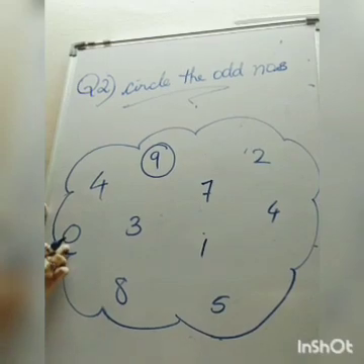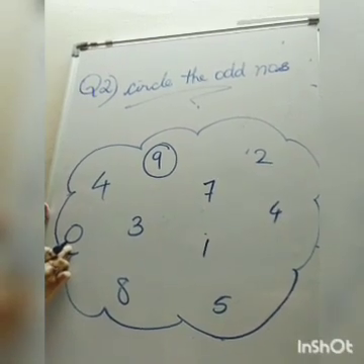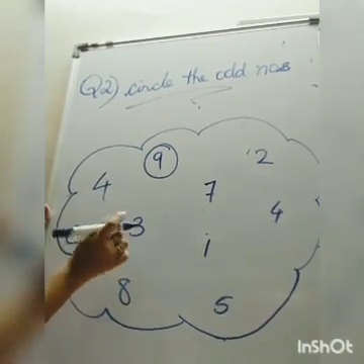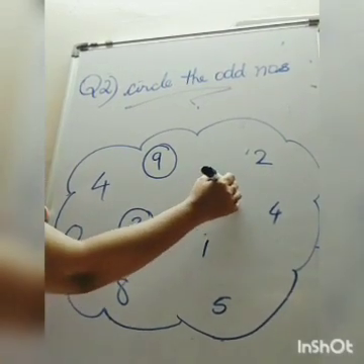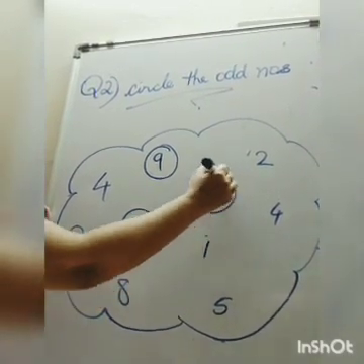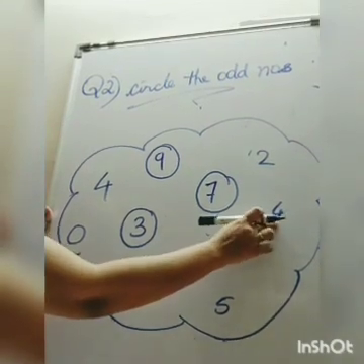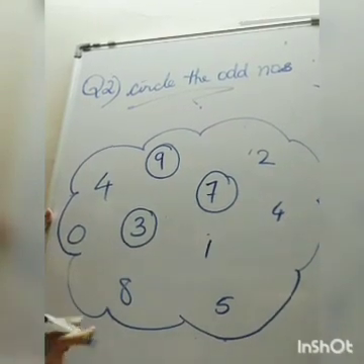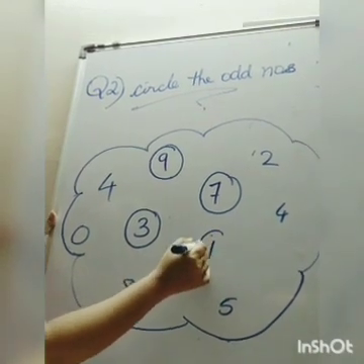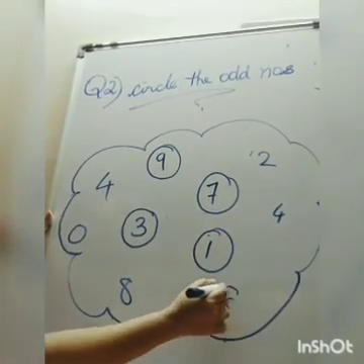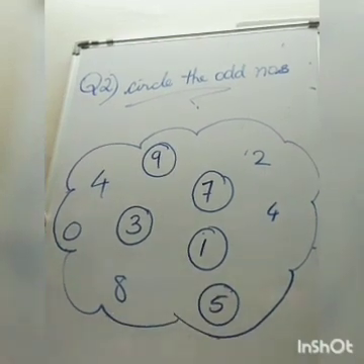Next number is 0. 0 is not an odd number. Next one is 3. 3 is an odd number. And 7 is also an odd number. The next number is 4. 4 is an even number. So, next number 1. 1 is an odd number. And 5 is also an odd number. Circle the numbers.